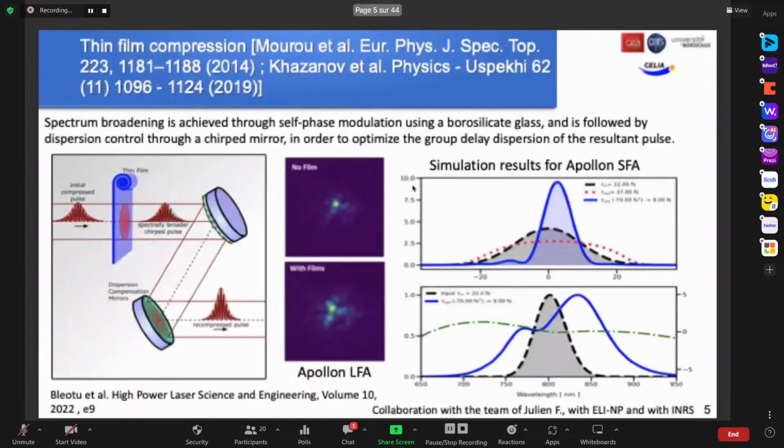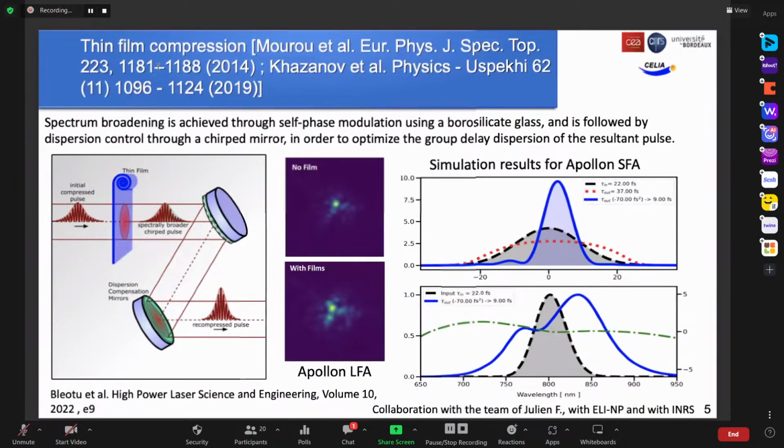And so on the experimental side, one way to go to such pulses is to use thin film compression. It's a technique proposed by Gérard Mourou et al. and developed more recently by Kazanov et al. The idea is to take a laser, usually around 10 cycles in the near-infrared, and make it go through a thin film, which will broaden its spectrum, and then use a compression mirror that will compress all the wavelengths to reduce the pulse duration.